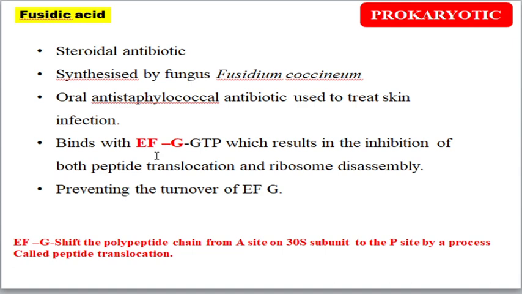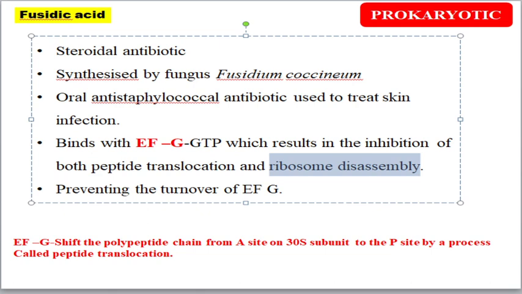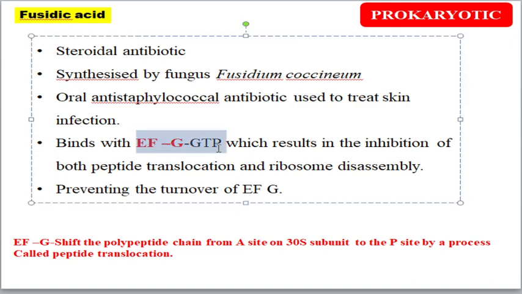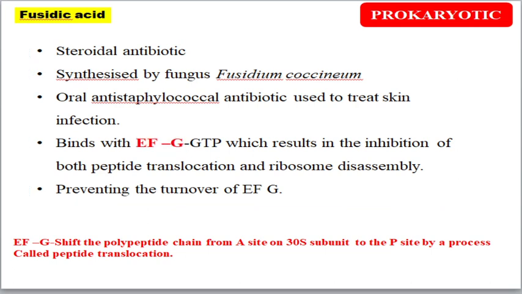If the Fusidic acid is present, it will bind to this EFG-GTP, which results in the inhibition of both peptide translocation as well as ribosomal disassembly. Ribosomal disassembly is very important, friends, because once the peptide chain has been formed, all your ribosomes should be dismantled and made ready for the next round of protein synthesis. Also, this Fusidic acid prevents turnover of EFG, because EFG, once it has done its duty, has to go home and be present in the next cycle of protein synthesis. But if the Fusidic acid is present, it prevents the EFG from moving from one place to another. As a result, the turnover will be prevented.